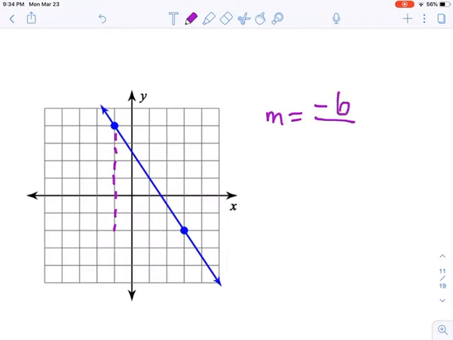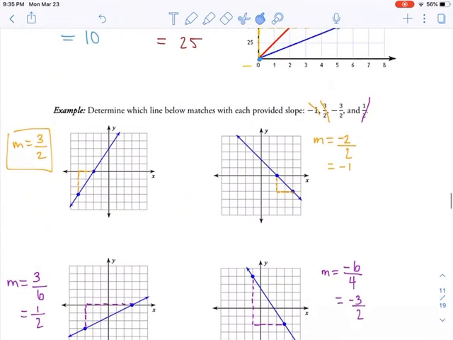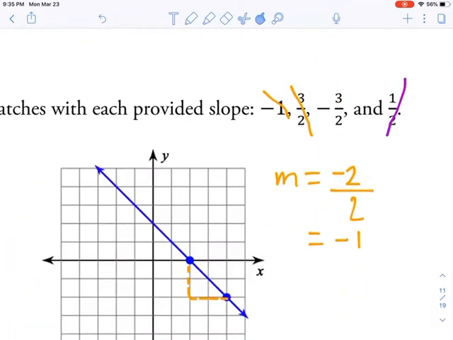Okay, there we go. And then I'm going to go across to find the run. So in this case, I went from left to right 4 spaces. So that's going to be a 4. And I'm going to reduce, as always, to lowest terms. Okay, so there is my slope of negative 3 over 2. And if we take a look back here at the list, voila! That is exactly the number we were looking for, so I can also cross that off. All right, so there we go.